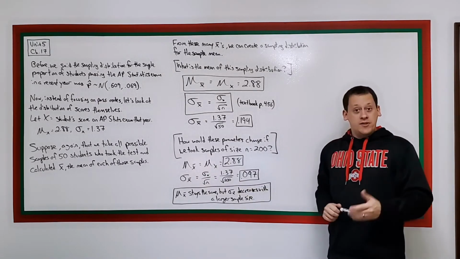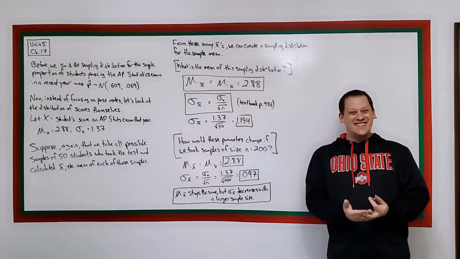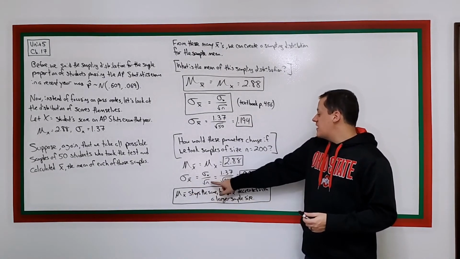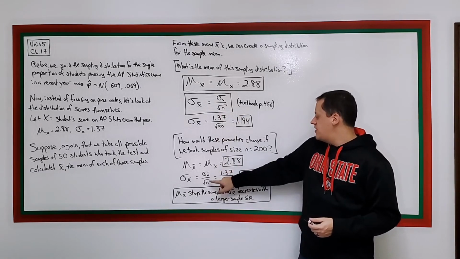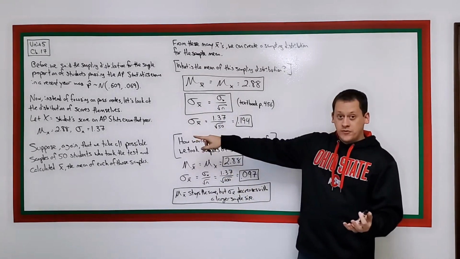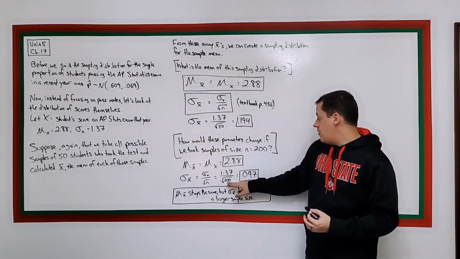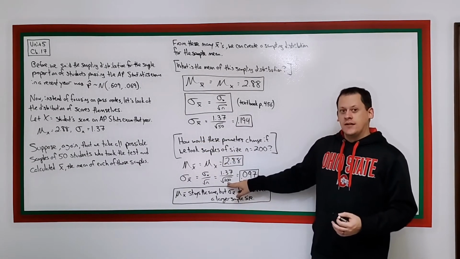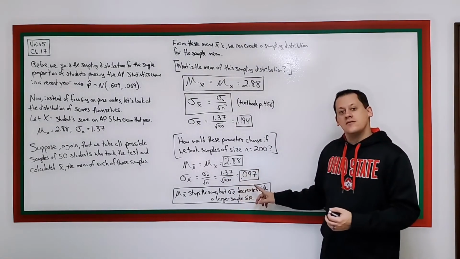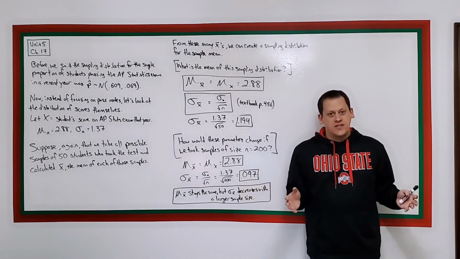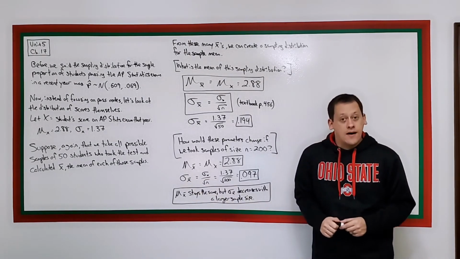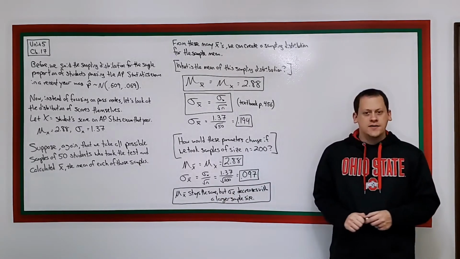Now, for the standard deviation of the sampling distribution here, we use the same formula, population standard deviation over the square root of n. Population standard deviation still 1.37, but our n now, our sample size, is 200. So our denominator is bigger, which makes the standard deviation smaller. The bigger the sample size you take, the smaller the standard deviation is going to become. Okay, so you can write something like that.